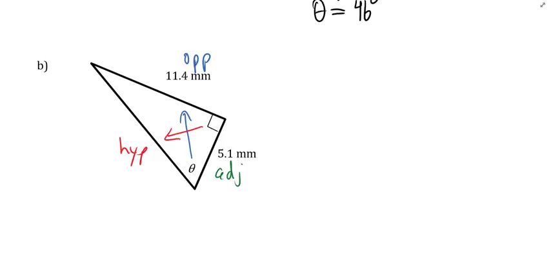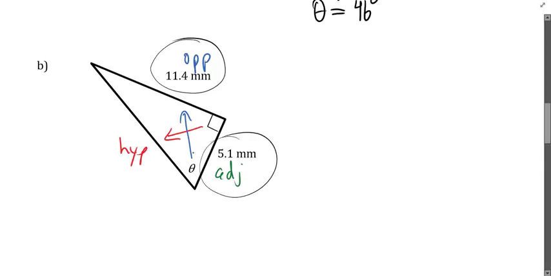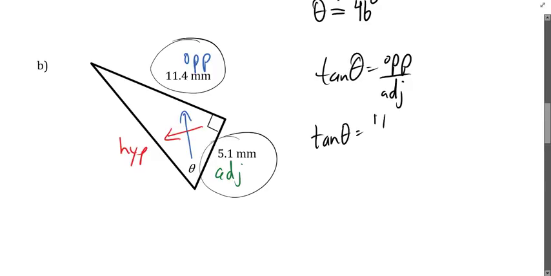Good. Tangent. Because if I circle these guys, I know the opposite and I know the adjacent. Looking for an angle again. I know two sides. How many people pick tangent? All right. So tan theta is opposite over adjacent. Here's another tricky question. So it's going to be tan theta. Opposite is 11.4. Adjacent is 5.1.